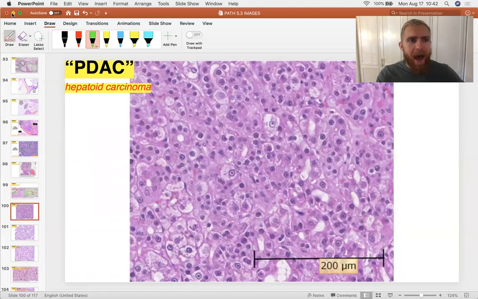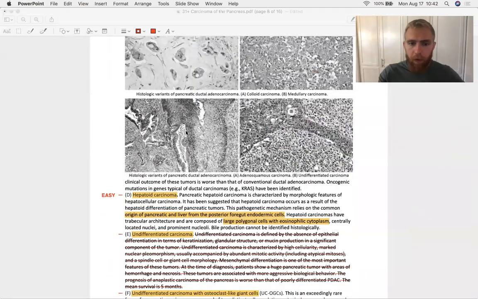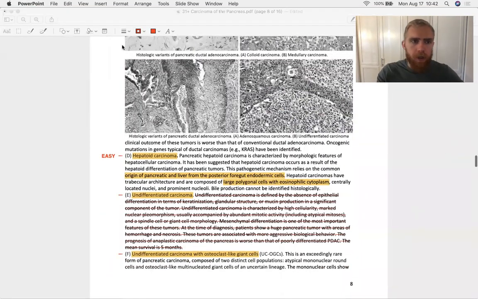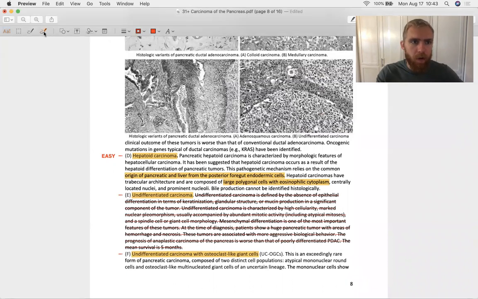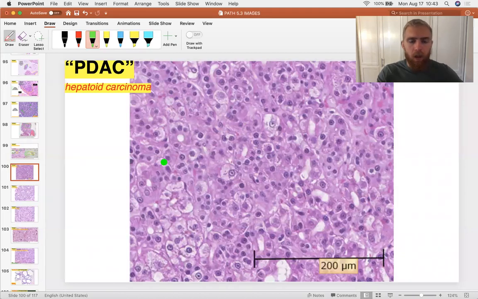So you can also have a hepatoid carcinoma in the pancreas, which is going to be like the liver, but not quite the liver. And you need to remember that the liver and the pancreas come from the exact same tissue, endodermic foregut tissue. And so it's going to look like liver. You ought to know what liver looks like by now. Large polygonal cells.